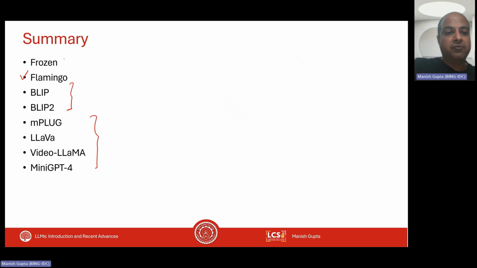The first 4 are not really instruction-tuned. Of course, the instruction-tuned models do better. But we understood the detailed architecture of each of those models. Now, clearly, in this session, I did not talk about image generation or video generation, but that's something that you can learn about from other sources.